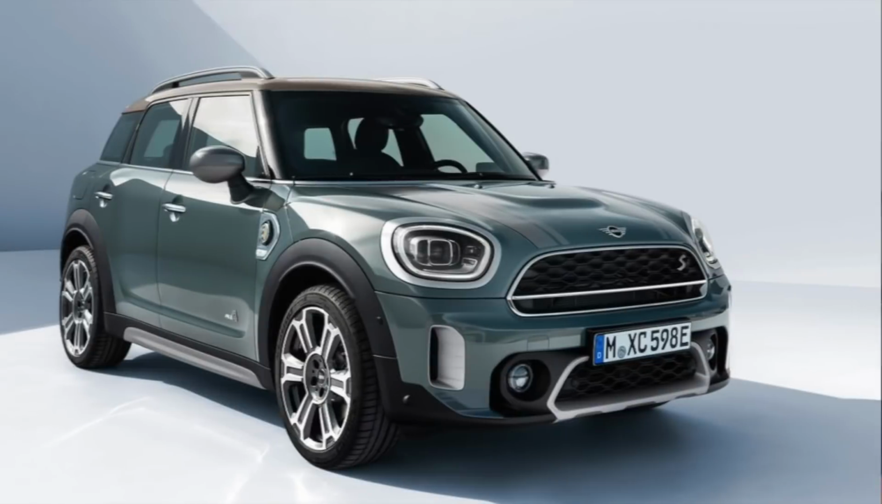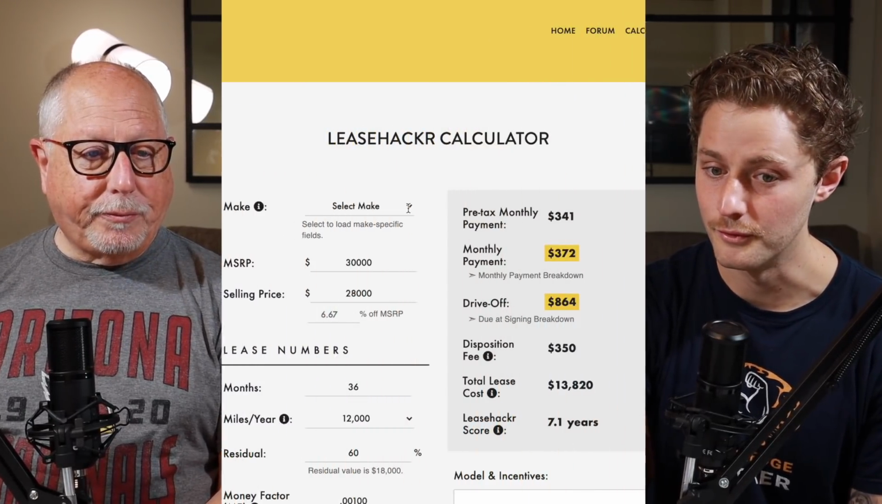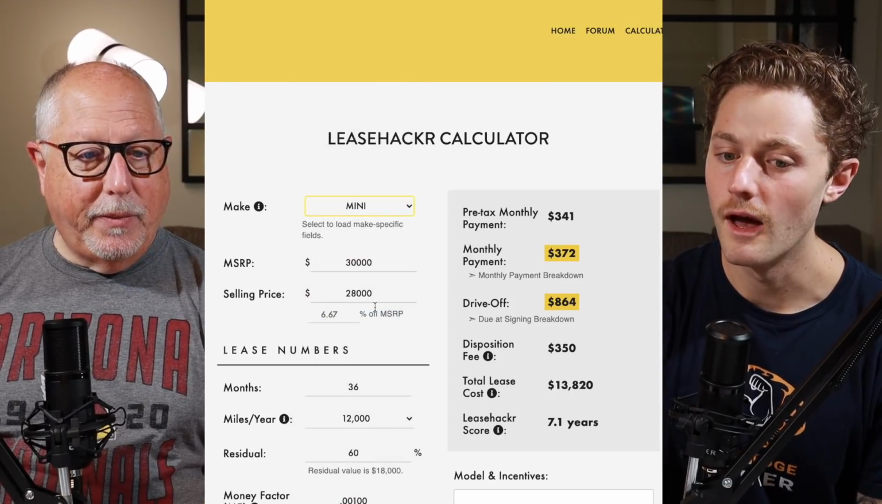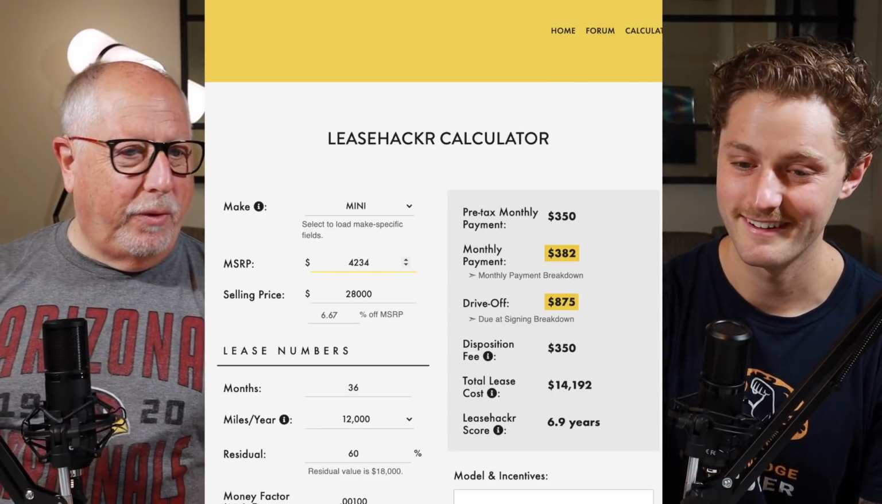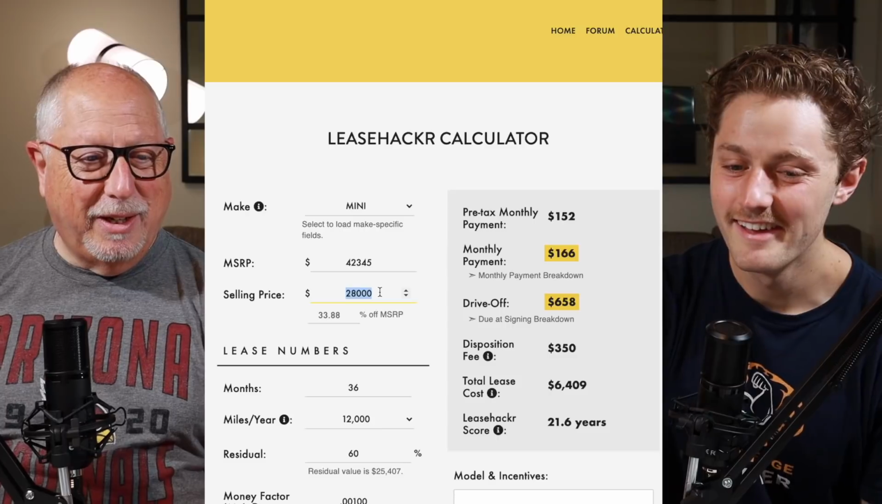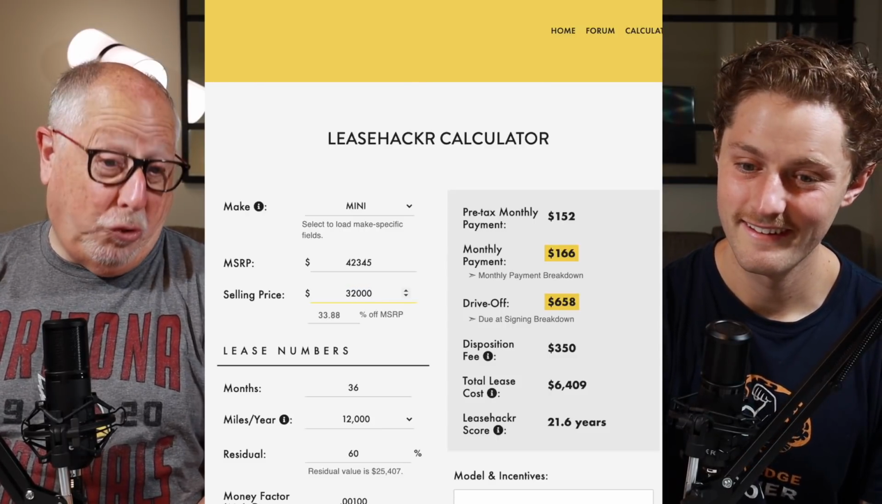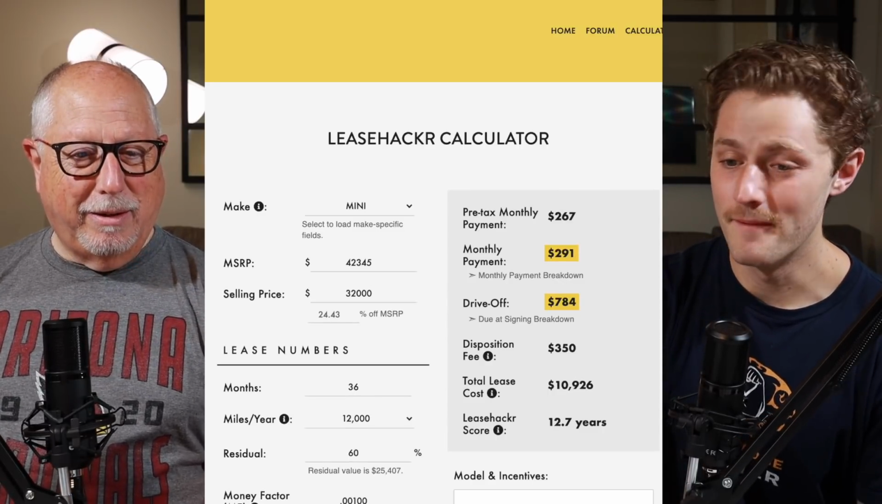So I was thinking let's do a Mini, something I'm familiar with, in a state in which I might be familiar with leases. So the way the calculator works, you choose a make. A Mini. MSRP, what do you think? A nice Mini, a $40,000 Mini? Let's do a $42,345 Mini. Selling price was about $32,000 because I know some people. So you got 24% off MSRP.